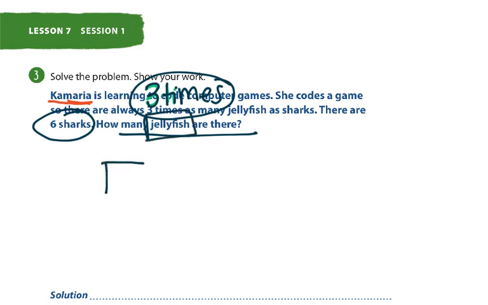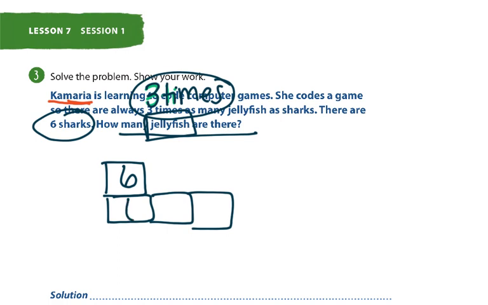I draw the first part of my model, which is one box. Which number goes inside that box, Abby? No, the number next to TIMES is how many boxes I'm going to draw out. You guys have got to remember that. You cannot invert those two numbers. What goes in the box, Abby? 6 sharks. And there are 3 times as many jellyfish as there are sharks. Write the equation.